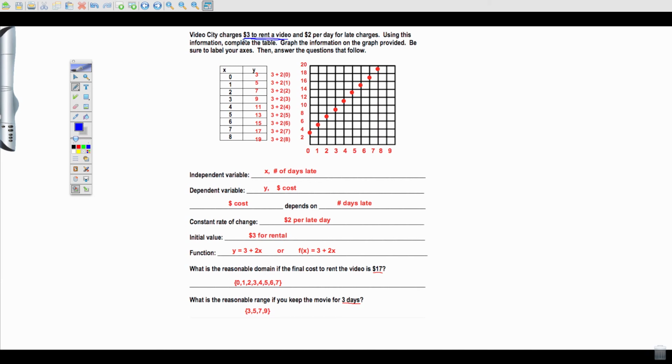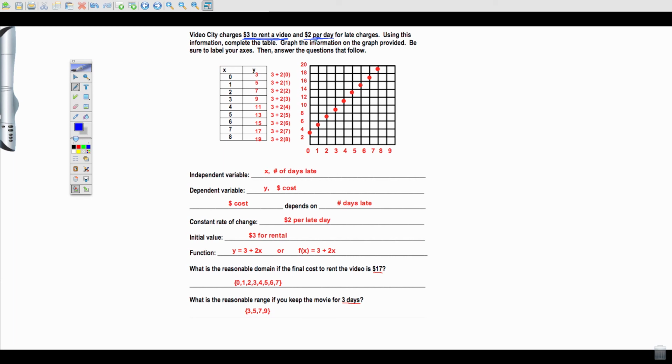It says Video City charges $3 to rent a video. So that right there is going to be your initial value, because that's how much is guaranteed. They're going to charge you $3. And then they're going to charge you $2 per day. Notice it says per day. The last example was per hour. That is going to be your constant rate of change. So you got $3 to rent it, and then $2 per day for late charges.